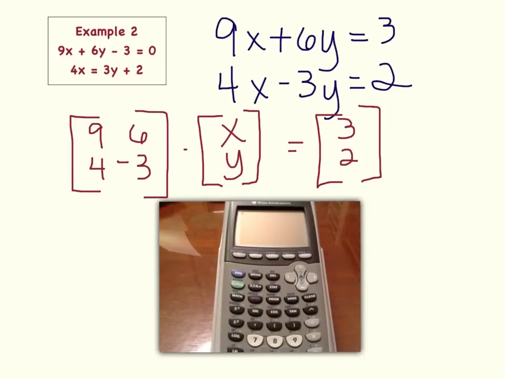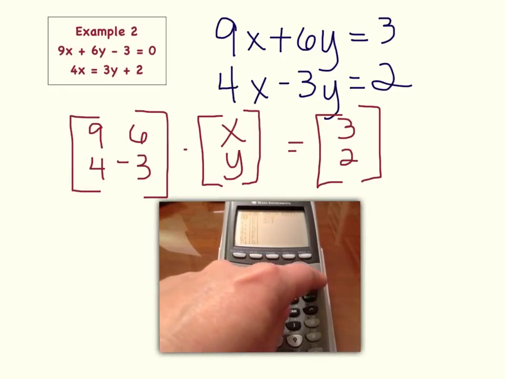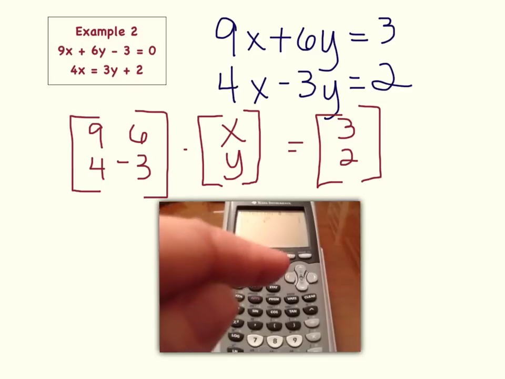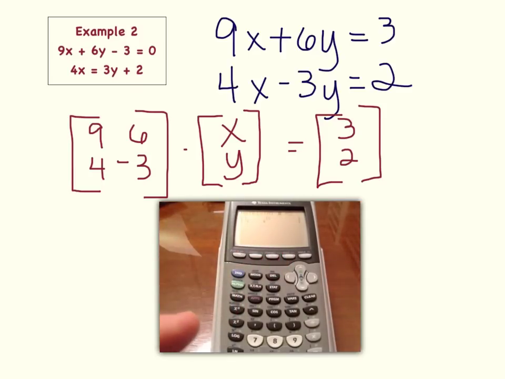Okay, our first step is to set up the coefficient matrix. So I'm going to do second matrix, and then I will right arrow to edit, and then I will hit enter. Now remember, you can pause this video after each step if I'm not going slow enough. Now back to our first matrix. We have the coefficients 9 and 6 and the coefficients 4 and negative 3. This is 2 rows and 2 columns, so it is a 2 by 2. So I'm going to make sure that I have 2, enter, and 2, enter.